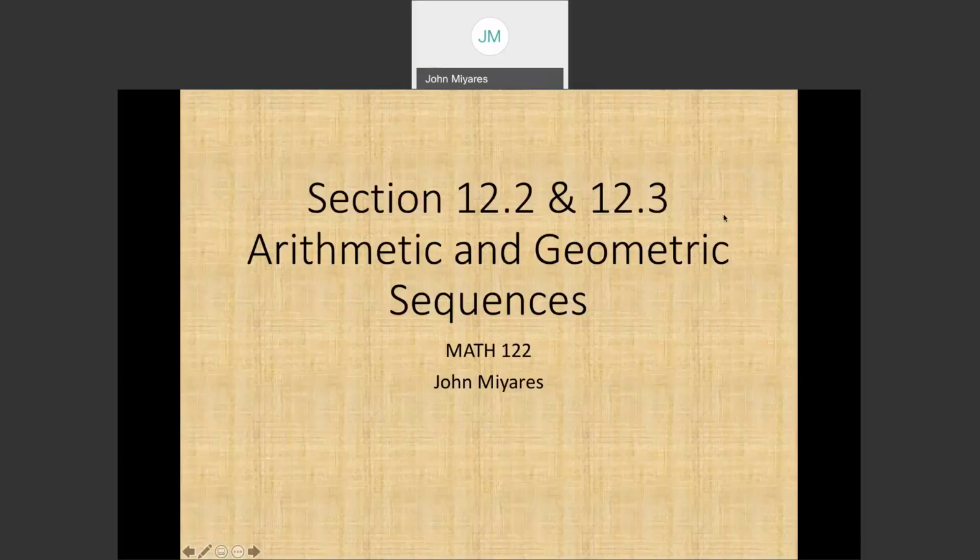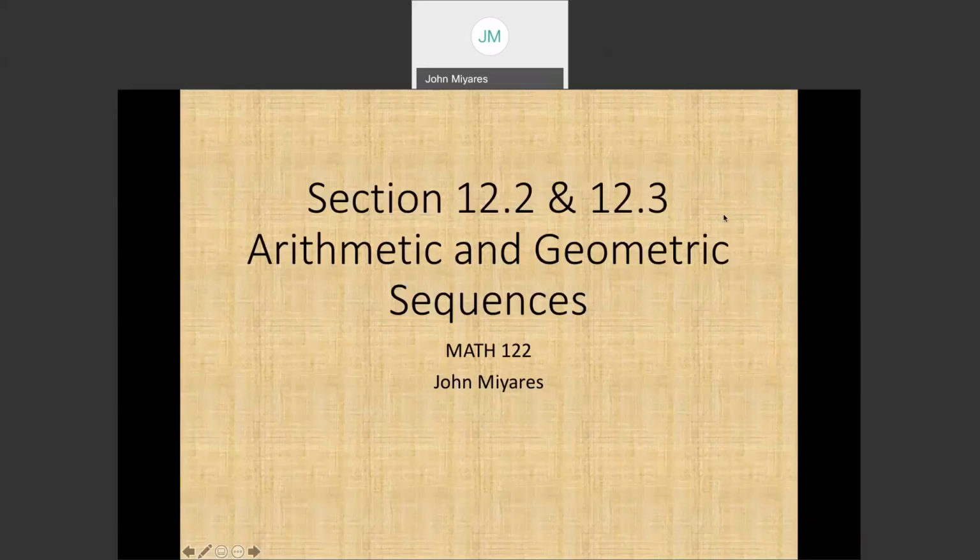Hello, this is John Miares, and in this lesson, we're going to be looking at the properties of arithmetic and geometric sequences. We introduced sequences in general in section 12.1, and we did identify a few that we said we'd look more closely at in these two sections.